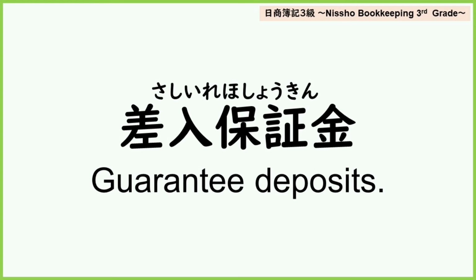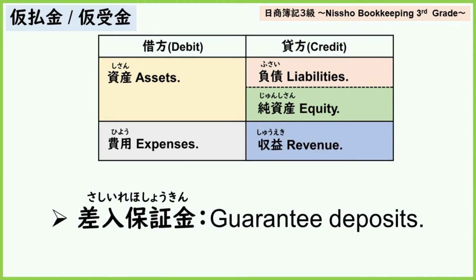The fifth content. Guarantee deposits. When renting a store, it's common to pay key money or a security deposit. These amounts are refunded upon termination of the lease agreement. As they are refundable in nature, they fall under asset accounts. Let's consider the journal entries.